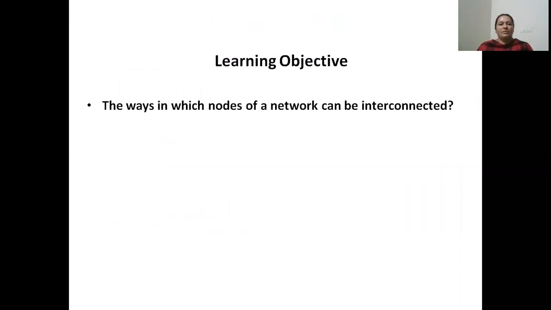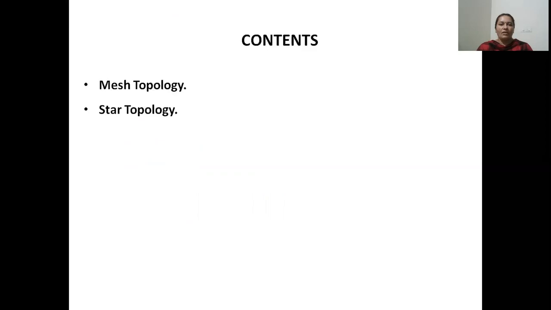You will be learning the ways in which nodes of a network can be interconnected in this particular video. I will be teaching two network topologies in this video, the mesh topology and star topology.